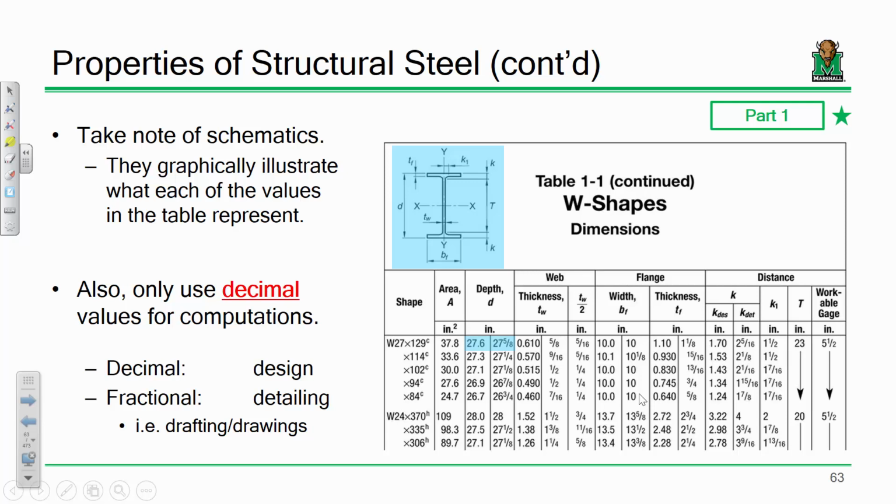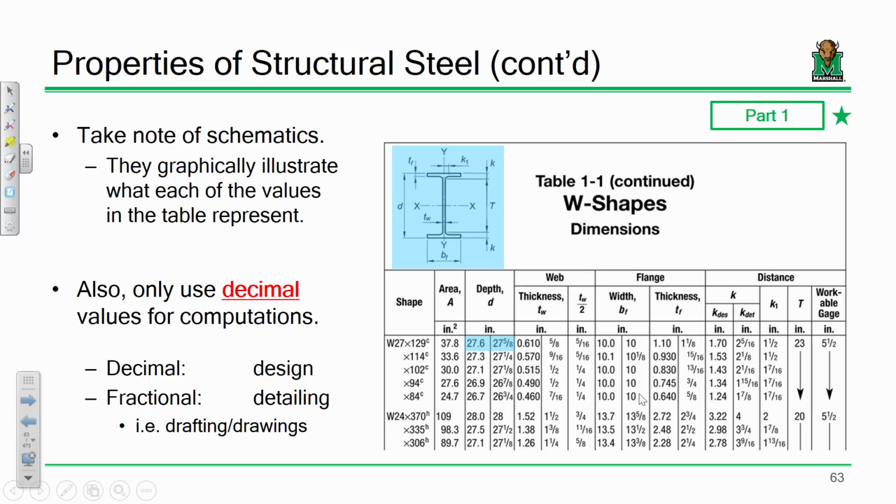So basically, whenever you see the fractional value, it is meant to be the value used for detailing. So if you're drawing this thing up in AutoCAD or MicroStation or something like that, you use the detailing value. The reason is that if I'm out on the job site with a tape measure and I pull it, it's going to say 27 5/8, okay? But the design value is a little bit more accurate.